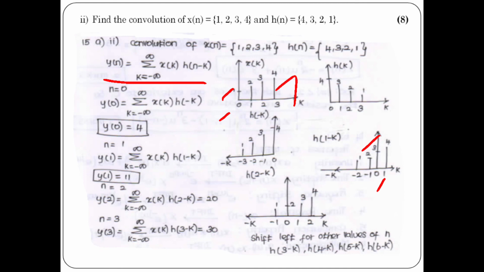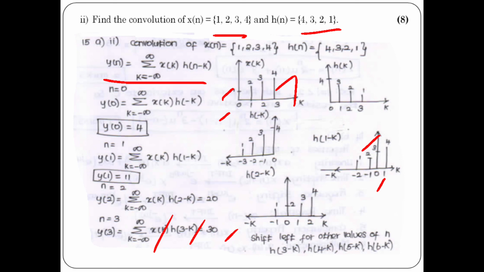Similarly, you draw h of 3 minus k and multiply x of k and h of 3 minus k, you will get 30. So for how many values do we have to find? h of 3 minus k, h of 4 minus k, h of 5 minus k and h of 6 minus k. So how to calculate the last signal to be multiplied? Since you have n1 plus n2 minus 1, that is 4 plus 4, 8, 8 minus 1, 7. So 7 samples we have to find.